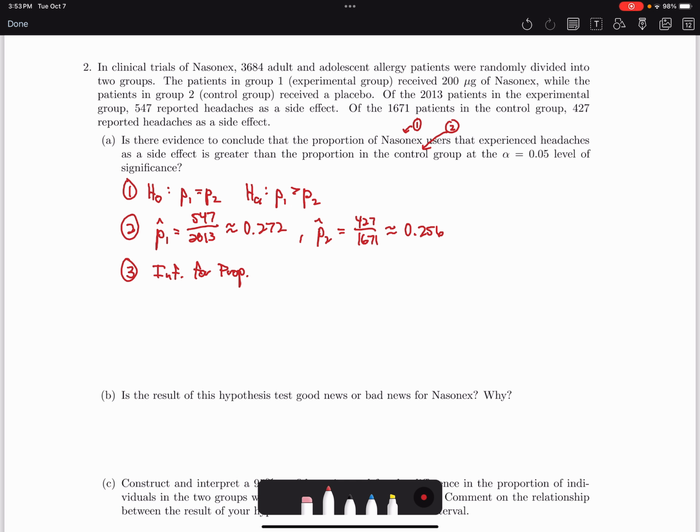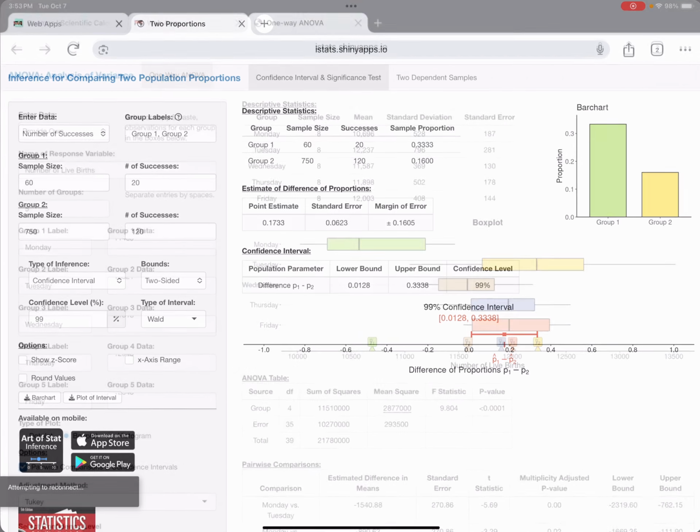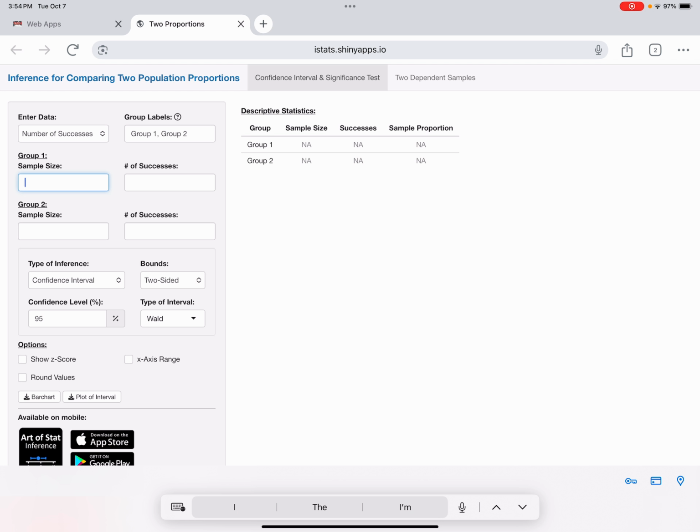And we're going to enter sample size for group 1, number of successes for group 1, sample size for group 2, number of successes for group 2, and then we'll see what the p-value is. So let's head over. Okay, sample size for group 1, 2,013. Number of successes for group 1, 547. Sample size for group 2. And number of successes, 427.